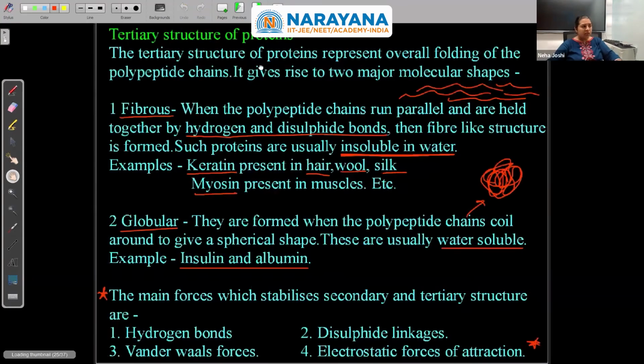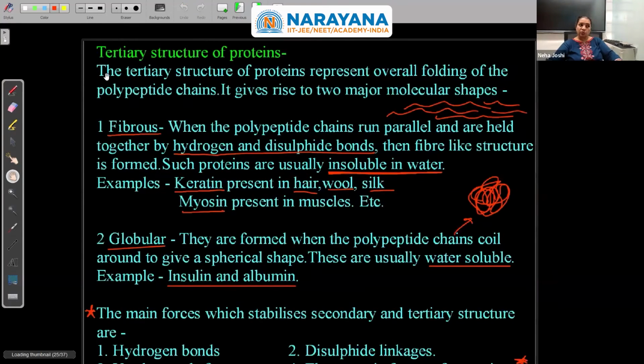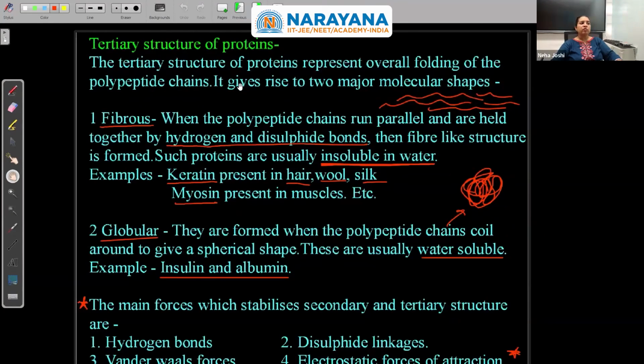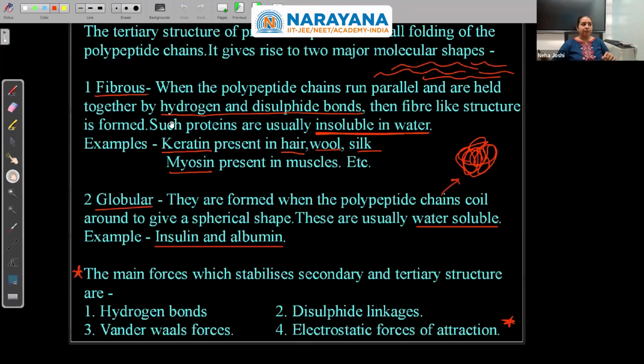Tertiary structure is not in the syllabus, but the types are, so we have to do a little. The tertiary structure of protein represents the overall folding of a polypeptide chain. It gives rise to two major molecular shapes. One is fibrous, which is thread-like, when the polypeptide chains run parallel and are held together by hydrogen and disulfide bonds. These are insoluble in water. Examples: keratin, present in our skin, hair, wool, nails, and myosin, present in muscles.